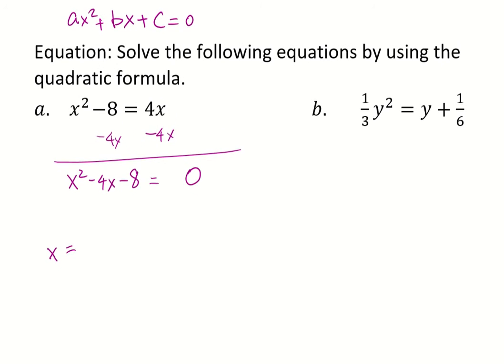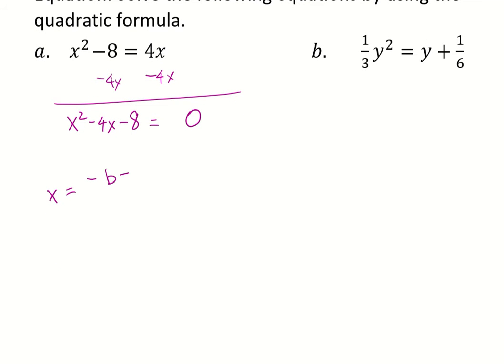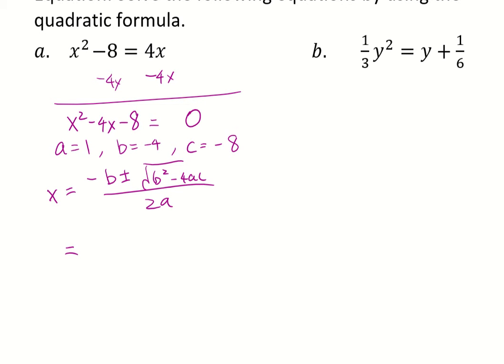x equals negative b plus or minus square root of b squared minus 4ac over 2a. So what is a, b, and c here? A is the coefficient of x squared, which is 1. B is the coefficient of the x, which is negative 4. And c is the constant term, negative 8. So now all I have to do is plug in those three numbers into the formula.